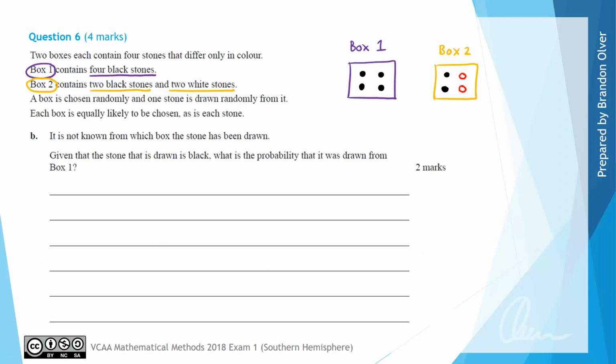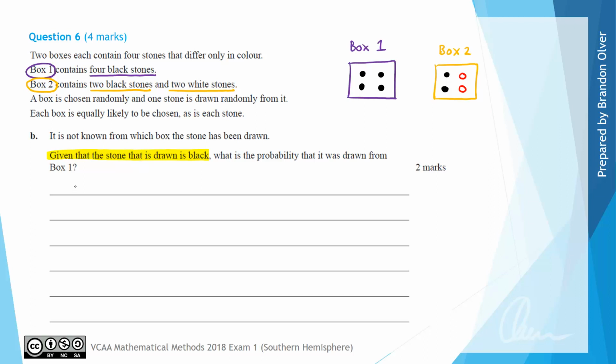For part B, it says it is not known from which box the stone has been drawn. However, given that the stone that is drawn is black, we are asked what is the probability that it was drawn from box 1. So based on the diagram that we have above, we know that there's 6 black stones and we know one of them's drawn, and 4 of those would have come from box 1. So there's a 4 in 6 or 2 on 3 chance of that occurring.